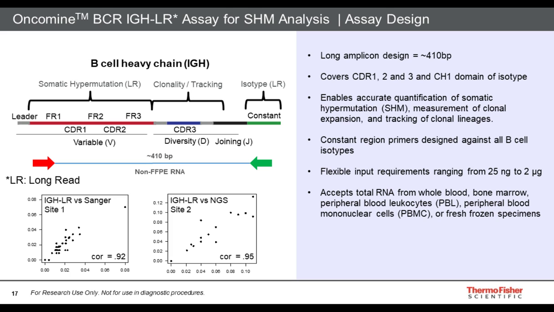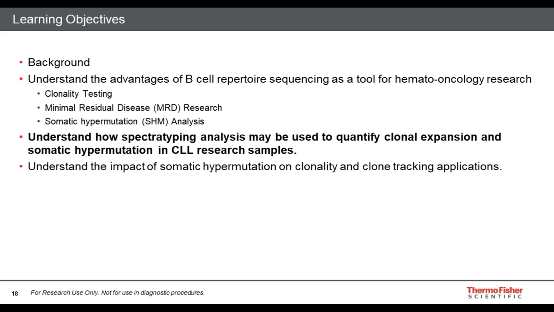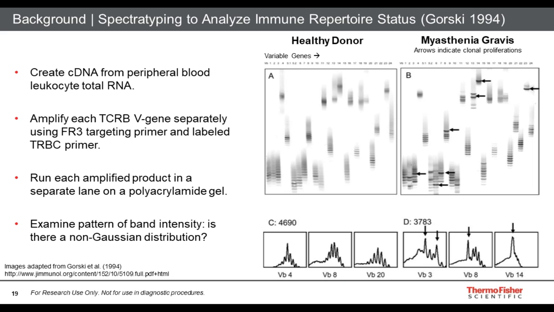Now, when I proceed into the next portion of this presentation, I want to introduce the concept of spectratyping and how this may help interpret the repertoire data produced by the IGH-SR or IGH-LR assays. And the term spectratyping has been around for quite some time. One of the first instances in the literature that you may find comes from a paper by Gorski in 1994.